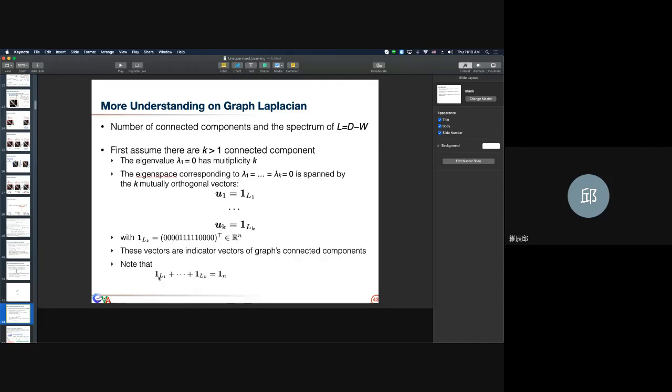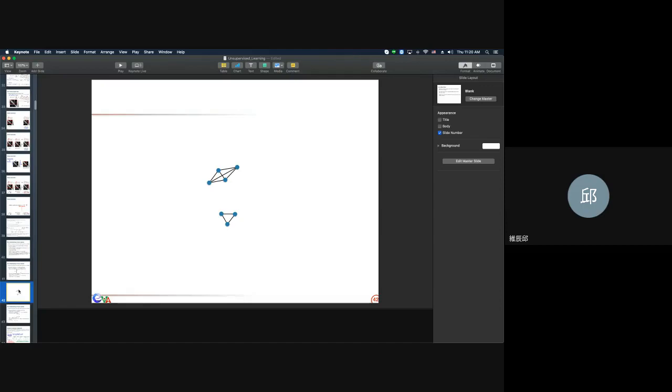And of course, when we sum up all the indicator vectors for all the connected components, it becomes a one vector whose size is n by 1 and all the elements equal 1. I hope this can be easily understood.